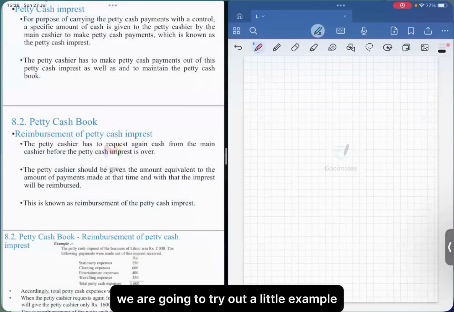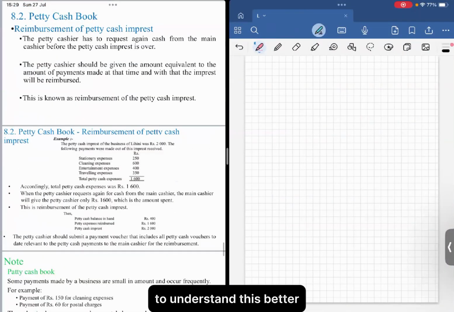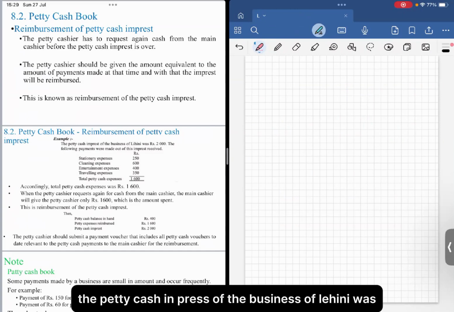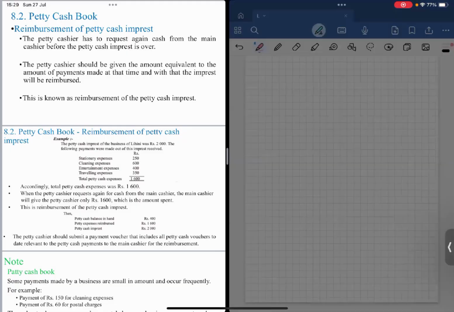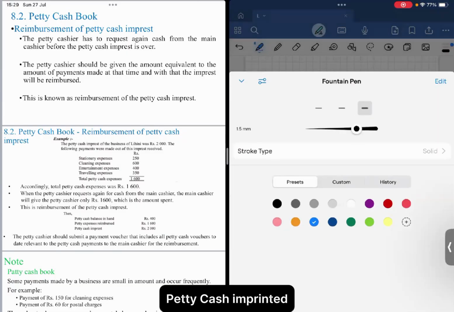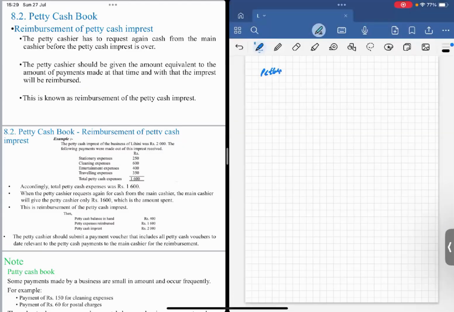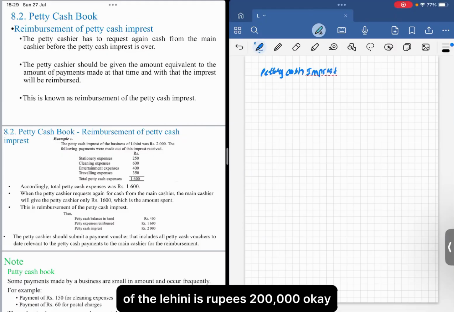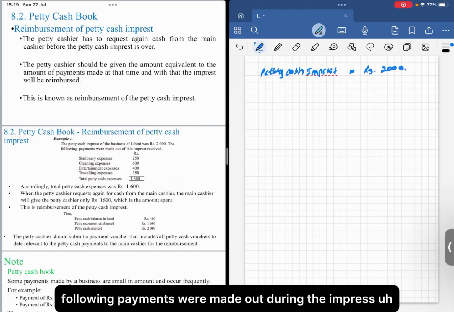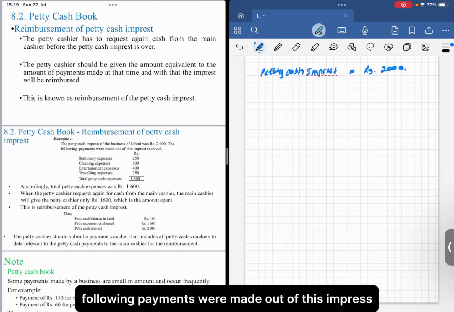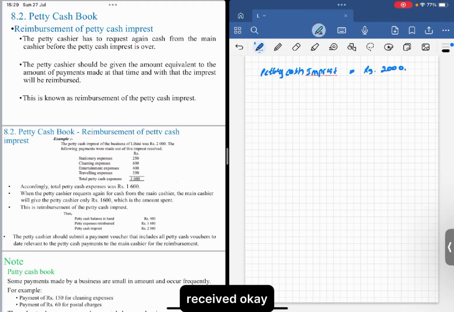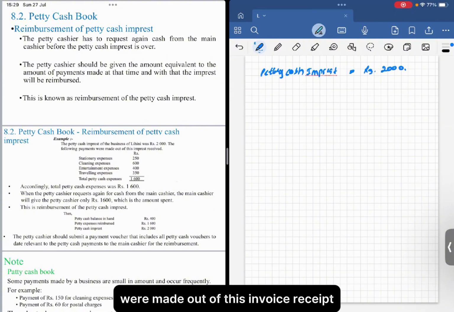We are going to try out a little example to understand this better. The petty cash imprest of the business of Lihini was rupees 2000. The following payments were made out of this imprest received.